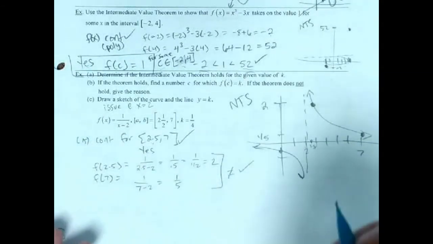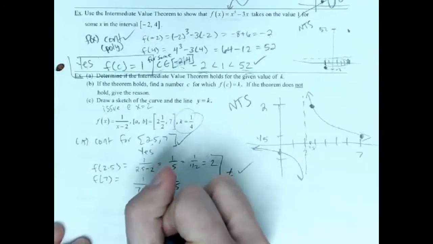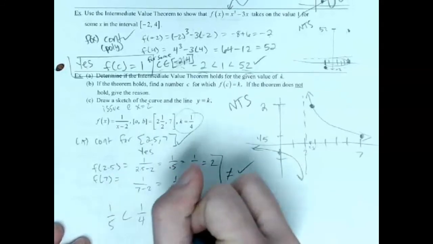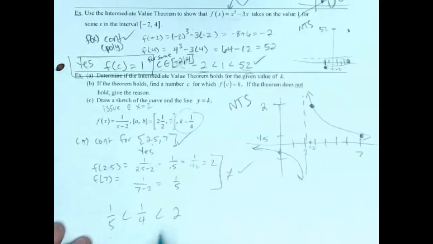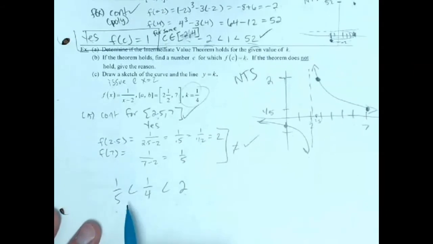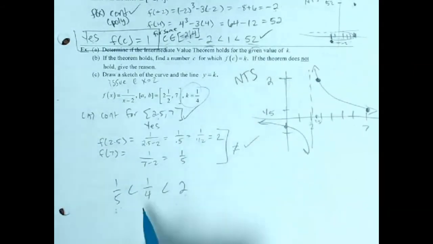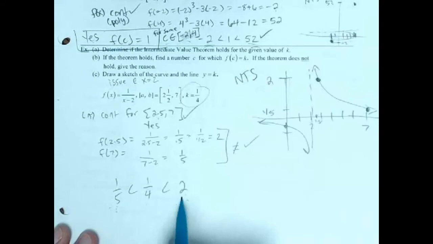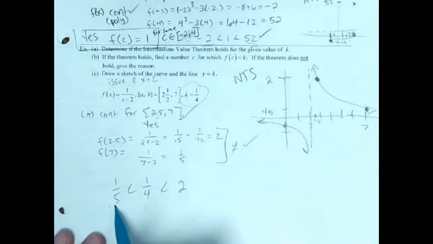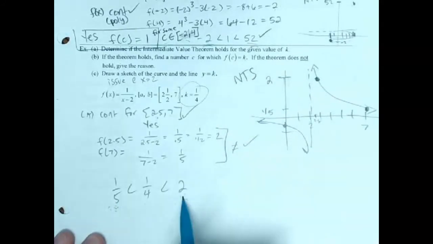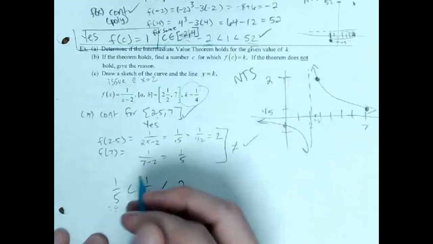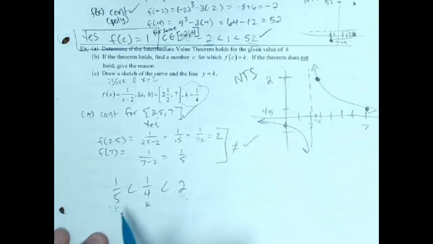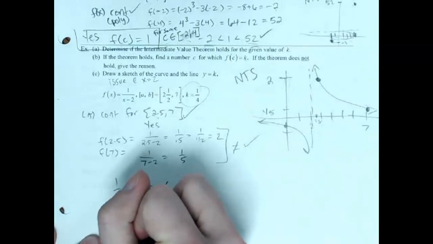Last thing we got to check. Here's your k value. Is 1/4 between your starting and your ending? I guess you're starting up at 2 and your ending is 1/5, but 1/5 is the smaller one. Is 1/4 in between those two original points, right? Here was the ending value, which was lower. Here was the initial value, which was bigger. Is the k value that I'm investigating between those two? Well, convert these to decimals if you need to.